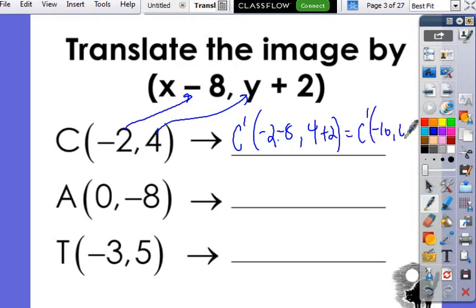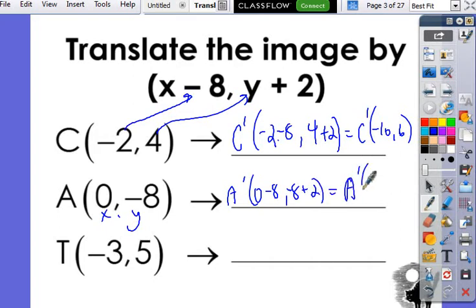If I want to do the second one, I'm going to take my X number. Remember, we're dealing with X and Y like that. A prime would be 0 minus 8. Y would be negative 8 plus 2. So A prime would be negative 8, negative 6. Any questions there?